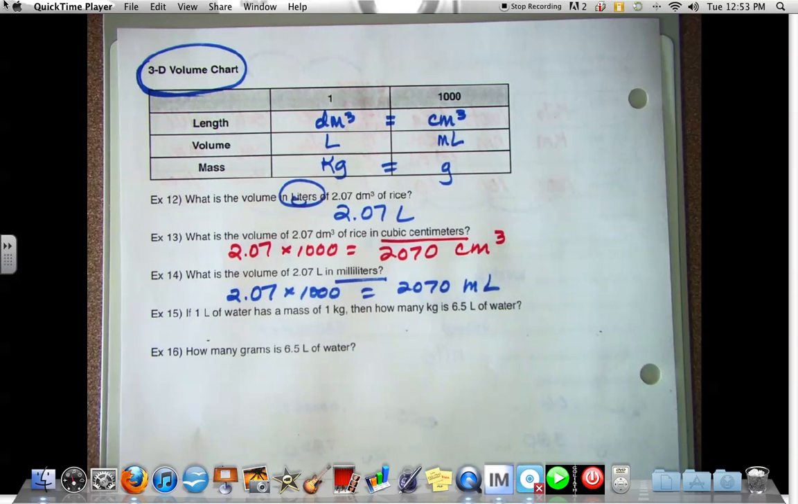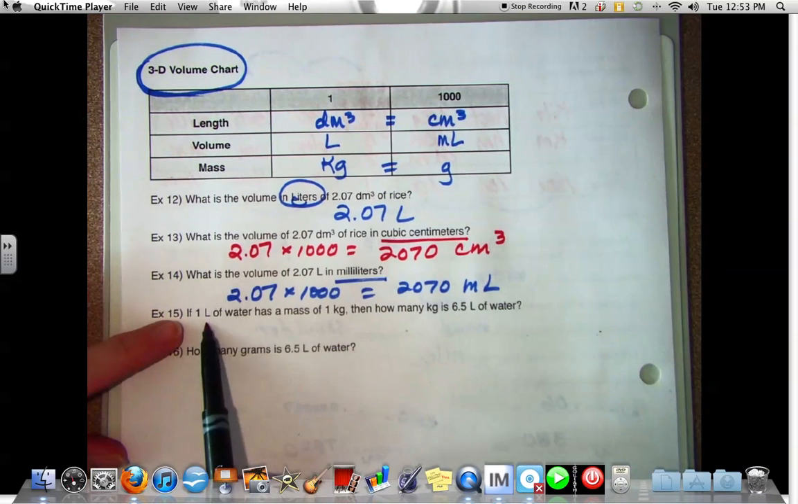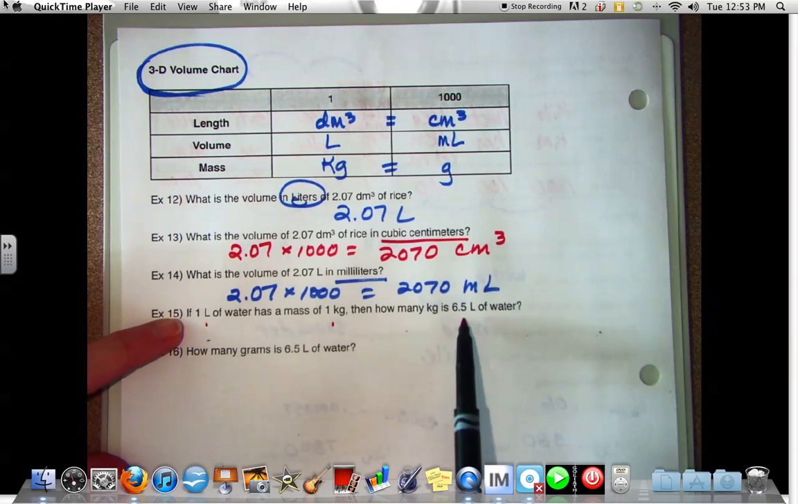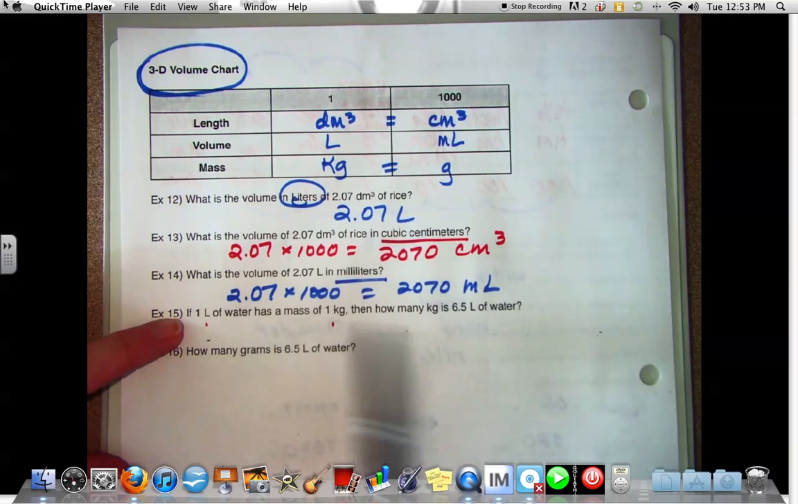If 1 liter of water has a mass of 1 kilogram, then how many kilograms is 6.5 liters of water? So 1 liter has a mass of 1 kilogram, so these two are equivalent. Then how many kilograms is 6.5 liters of water? It is 6.5, because they are equivalent to each other.